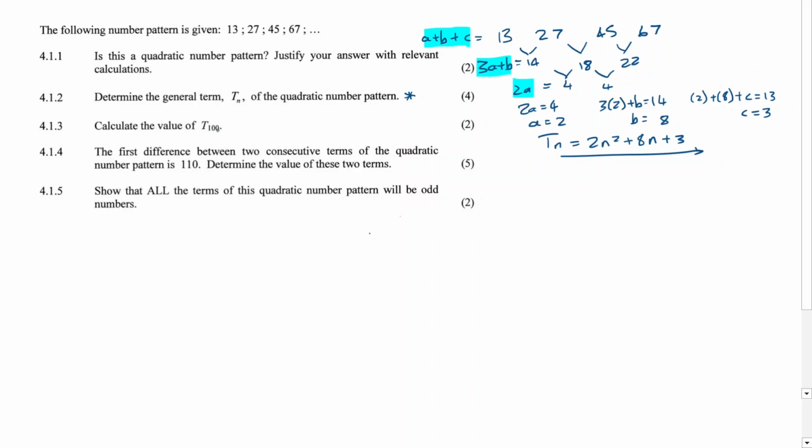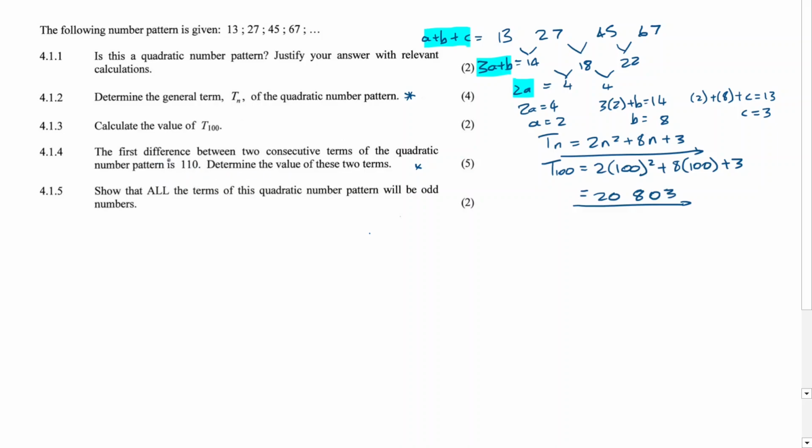Calculate the value of the 100th term. This would be considered quite an easy question. You're just subbing in 100 for n. And so once I put that in, that will give our answer of 20,803. Now it starts getting a little bit funky for the next two. The first difference between two consecutive terms in the quadratic pattern is 110. Find the value of these two terms.